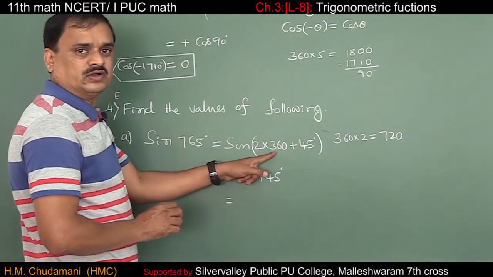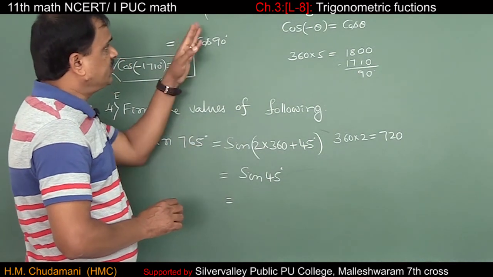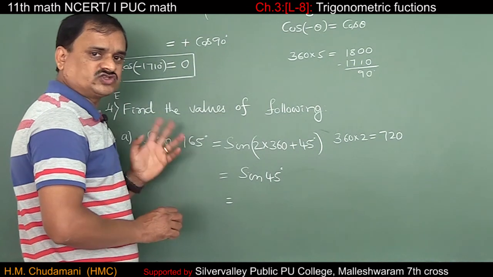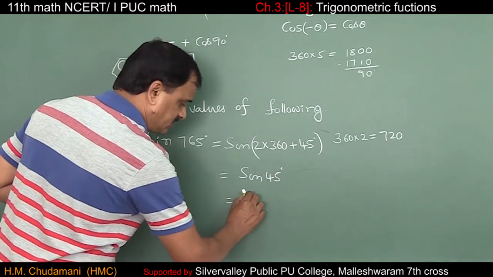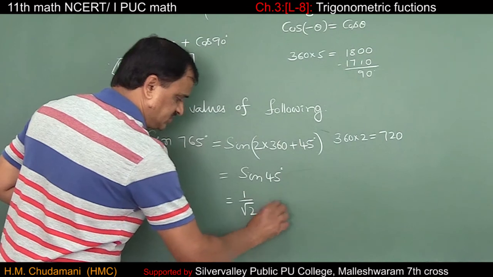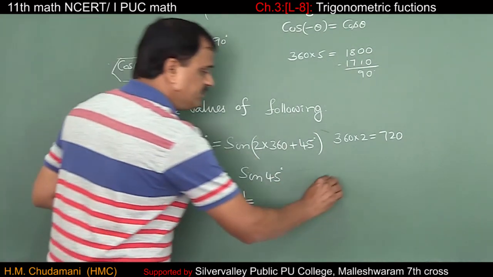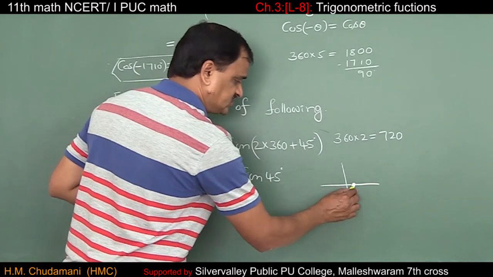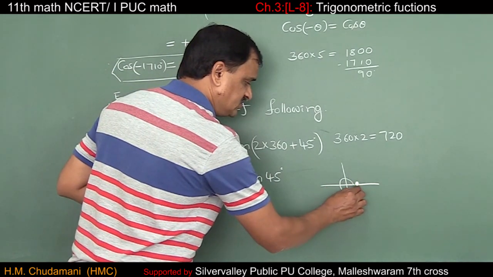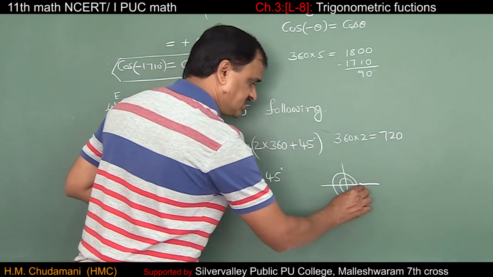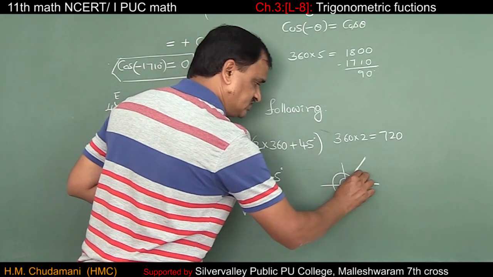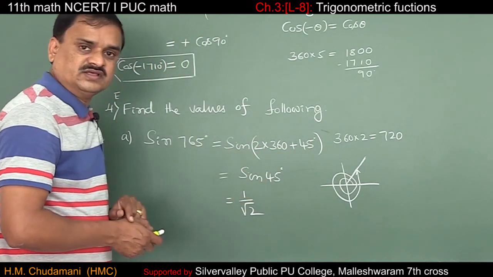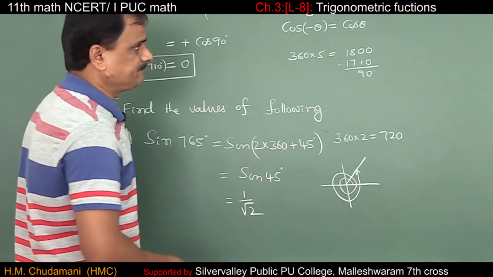Multiples of 2 pi, such as 2 pi or 10 pi, those even multiples of pi can be added or subtracted from sin 45 degrees, which is 1 by root 2. Why? Because you can check the quadrant in which it lies. 360, 2 times 360 degrees plus 45 means somewhere in the first quadrant. In the first quadrant all are positive. That is why sin 45 degrees.